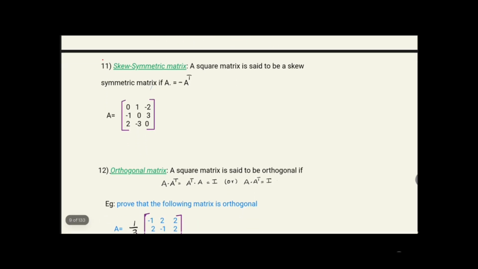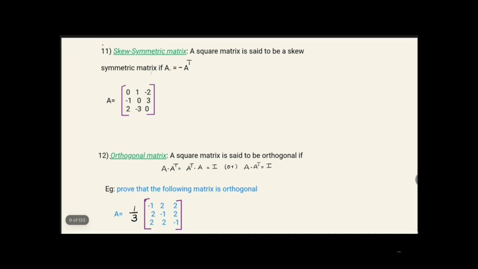Next, skew-symmetric matrix. A square matrix is said to be skew-symmetric if A is equal to minus A transpose. We should get minus A transpose. Let me explain here. So this is the example: 0, 1, minus 2, minus 1, 0, 3, 2, minus 3, 0. Let me write down first A transpose. What is the first row? It is 0, 1, minus 2. I am writing it out as a column.